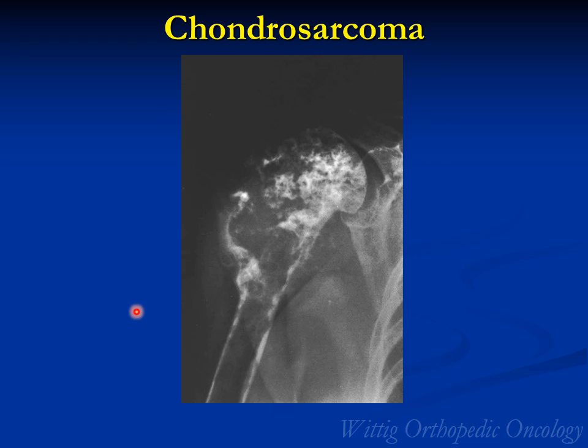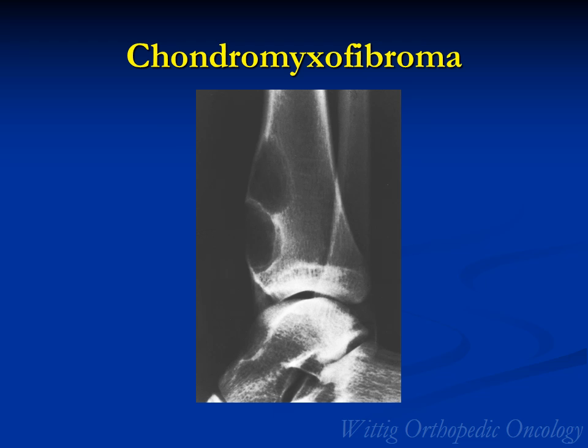This is an example of a chondrosarcoma. Spread out eccentrically through the bone, form a soft tissue mass, and you have these calcifications in a ring and arc-like manner. This is a chondromyxofibroma located very eccentrically in the bone.